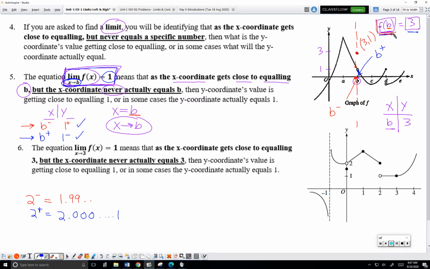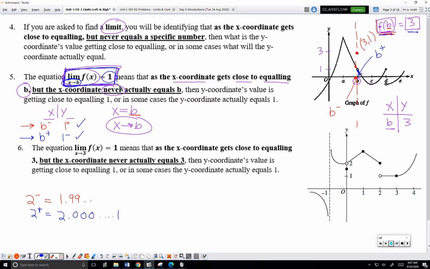So the key is to notice the difference, because that's what they'll test you on, is knowing that this is what happens when x is exactly b. This is what's happening when x is never exactly b, but infinitesimally close. Question? Awesome.